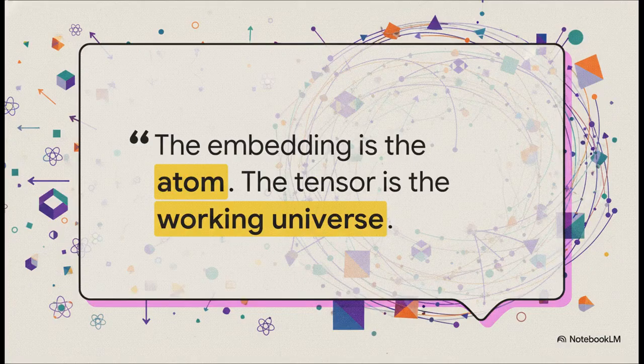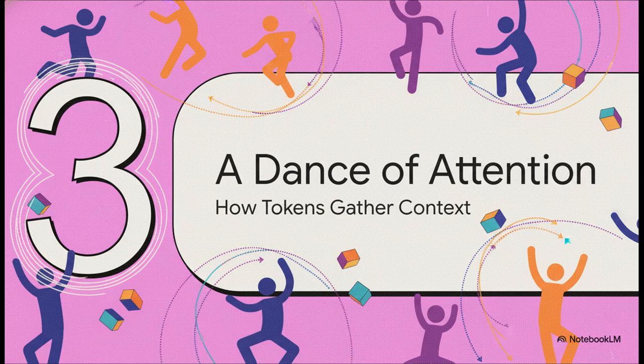I love this quote because it just nails it. The individual token's vector, its embedding, that's the atom. It's the smallest, most fundamental piece. But the real magic, the real action, happens on the scale of the entire tensor, the collection of all the atoms in the sentence. That's the model's universe. That's where physics happens.